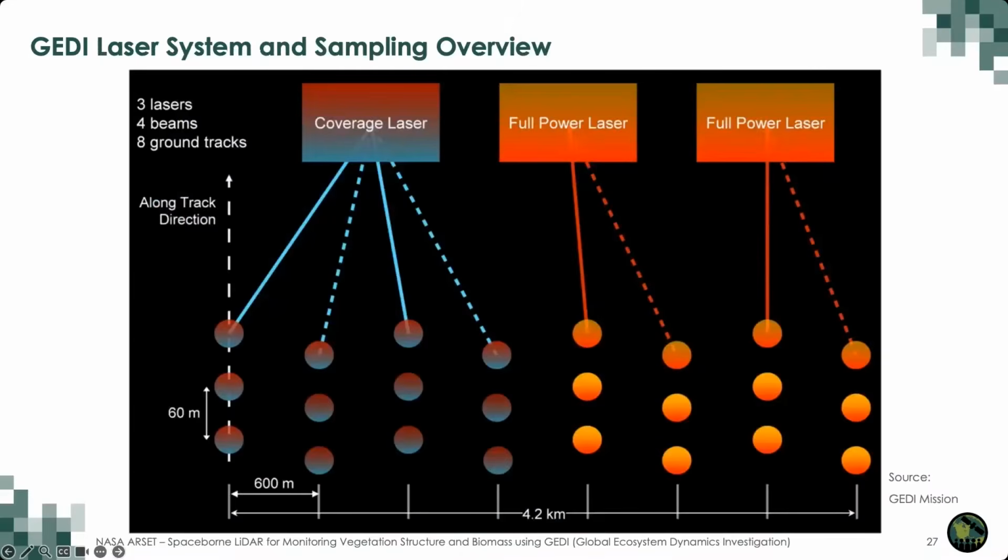This diagram shows how GEDI's 3 lasers work. One laser is split into 4 coverage beams, shown in blue, that create 4 ground tracks. The other 2 full power lasers, shown in orange, are not split and create 2 ground tracks each. In total, this creates 8 parallel tracks of data collection on the Earth's surface, separated by about 600 meters.